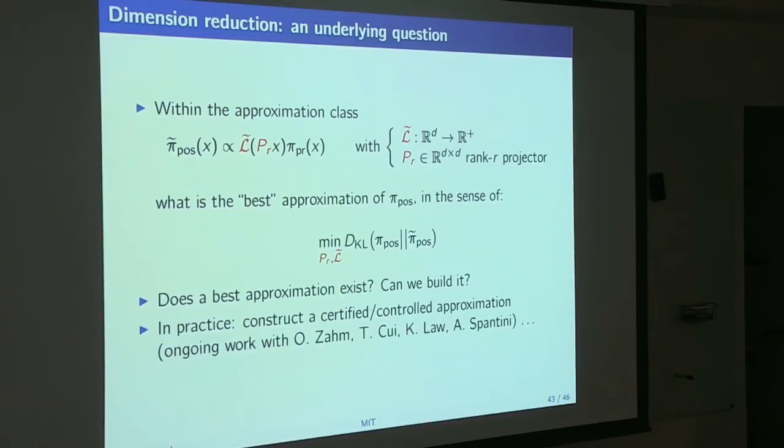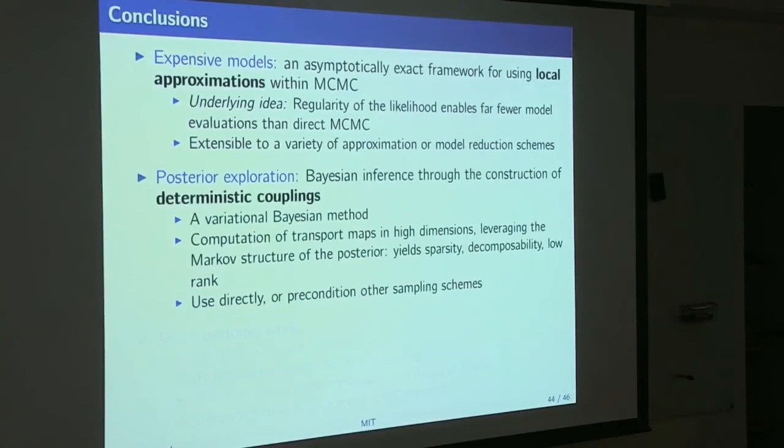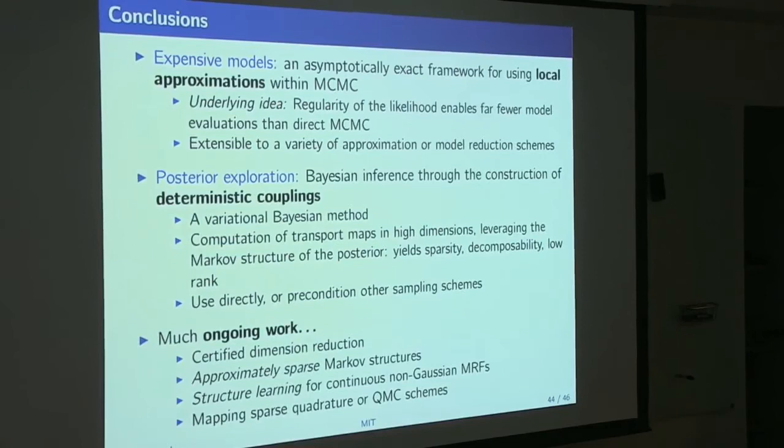So with that, I'll just conclude. I'll put up a couple things. So basically, I just talked about a glimpse, I think, of two complementary computational challenges in Bayesian inference. One is, what do you do about expensive models? Two is, what mechanisms do you use for posterior exploration?